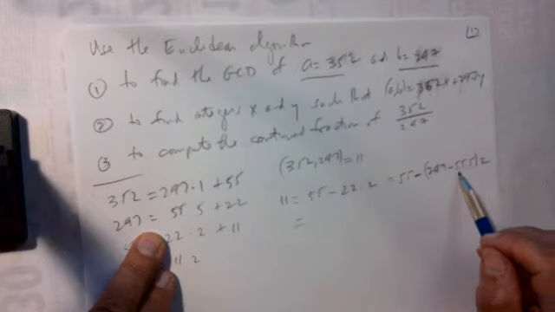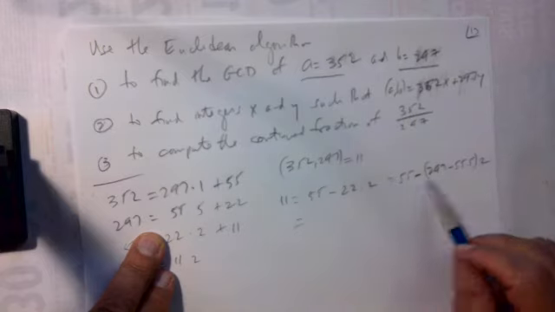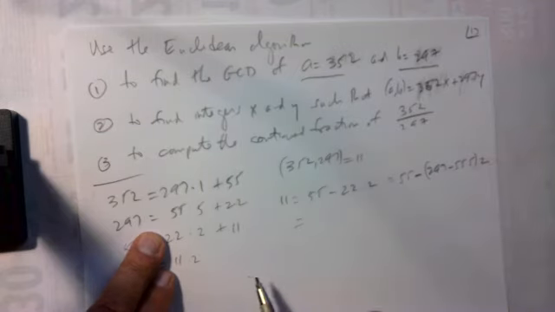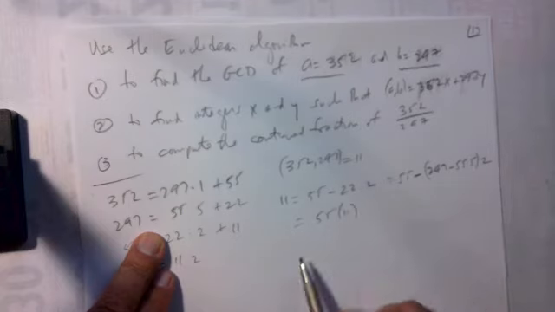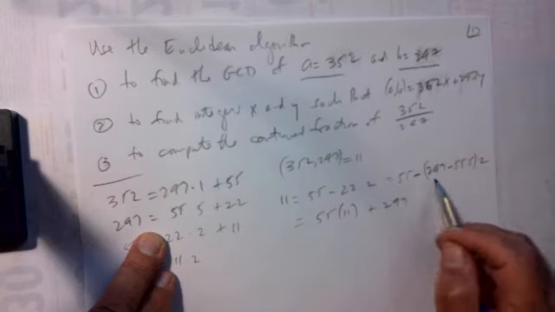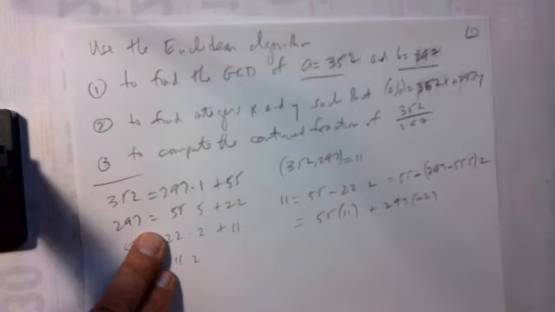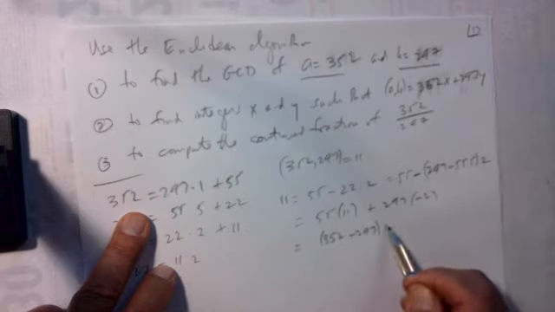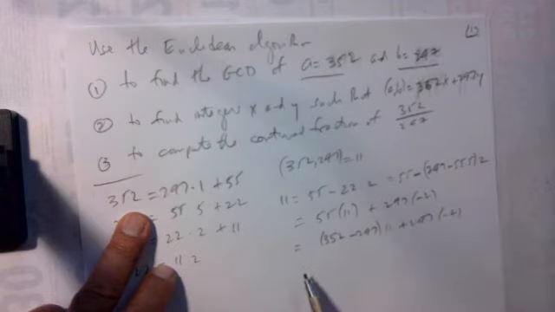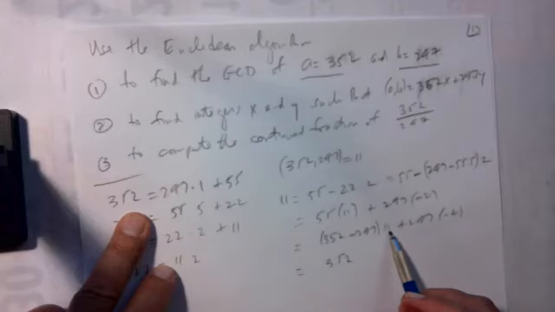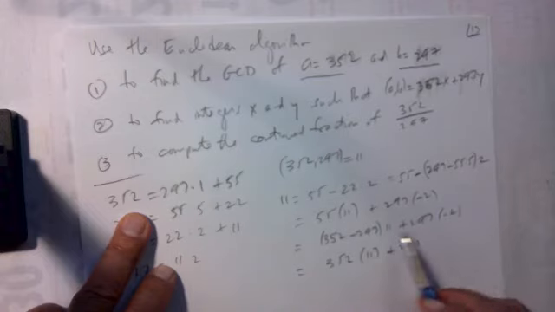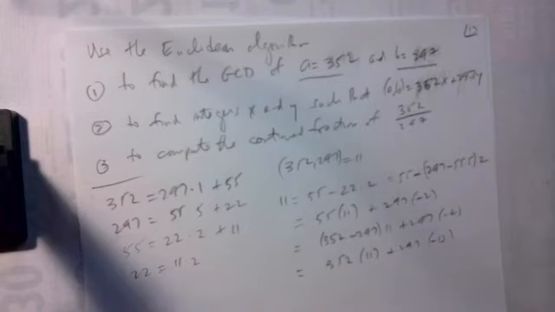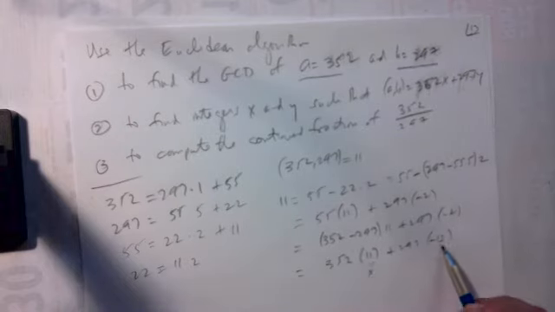Here I have minus 55 times 5 times 2, which is 10, so this is 11 times 55. I have 55 times 11 plus 297 times minus 2. And from this, 55 is 352 minus 297. So this is 352 times 11 plus 297 times minus 13. So if my arithmetic is correct, this is x and this is y.